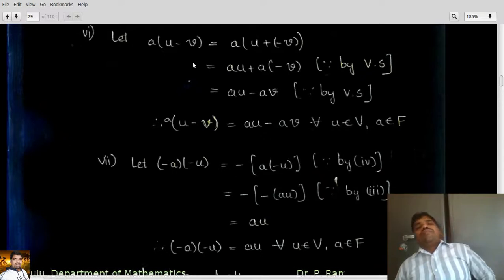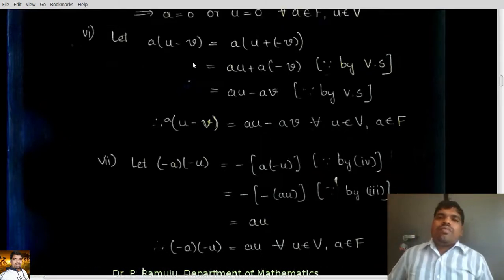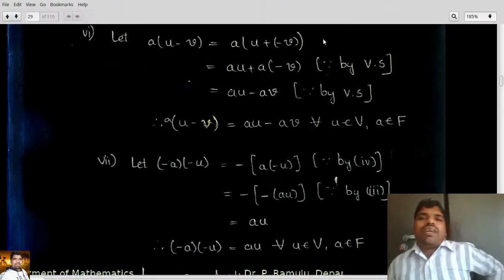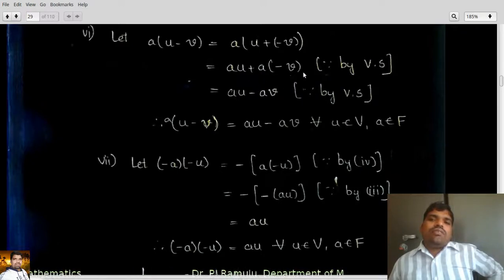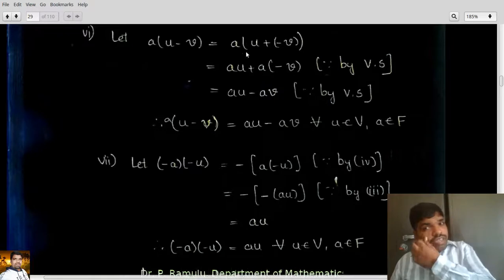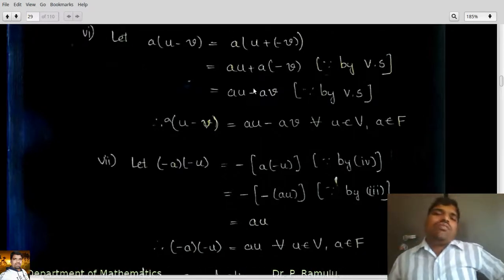Let a into u minus v, that equal to a times of u plus minus v. So a u plus a minus v, that equal to what can I write here? A u minus a v. Since V is a vector space, it may be written as a u plus a v. So according to the vector space conditions, this can be written as a u plus a times minus v, here a u minus a v.